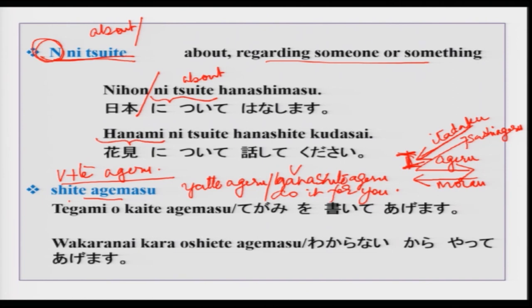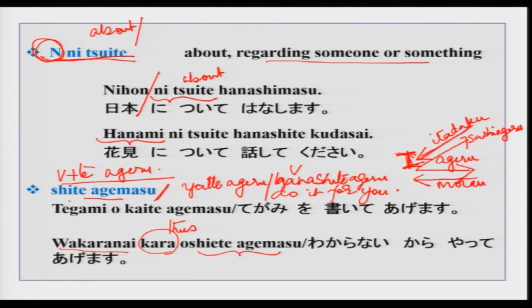Wakaranai kara oshiete agemasu. As it was there in the kaiwa, that you do not know about yakyu, I will tell you over there, or I will tell you about baseball during the match. So, wakaranai kara, you do not understand, thus, therefore, oshiete agemasu, I will tell you. So, this is what it means, te agemasu. We have morau also later. So, for the time being, here, te agemasu. I will do a certain activity for you and give it to you.